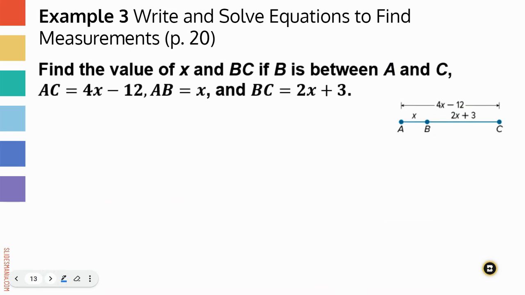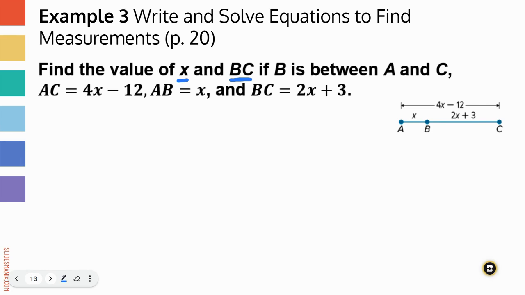Okay, example 3, we want to write and solve equations to find measurements. And this is on page 20. So we want to find the value of x and BC. So we have two things we're trying to find here. We're trying to find x and BC. And it says that B is between A and C. And we know that AC is 4x minus 12, AB is x, and BC is 2x plus 3.